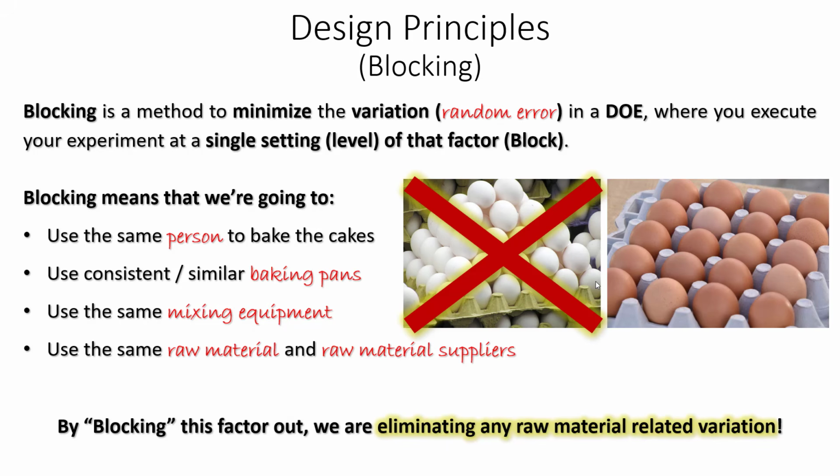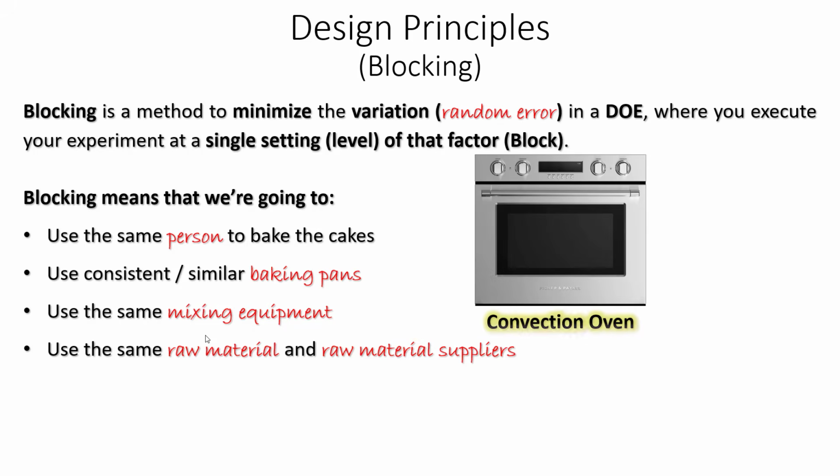in this experiment. Now, you might be sitting here thinking, Andy, the vendors matter, the equipment matters, the baking pans matter. Yes, that is true. But in this one experiment that we set up as a team, we agreed that we're going to study temperature, time, and sugar, and right now we don't care about some of these other factors. We could run another experiment down the road where we studied raw material or the mixing equipment or the baking pans. We could study that in a future experiment, but for now, we don't care about those factors. We're going to block them out, okay?